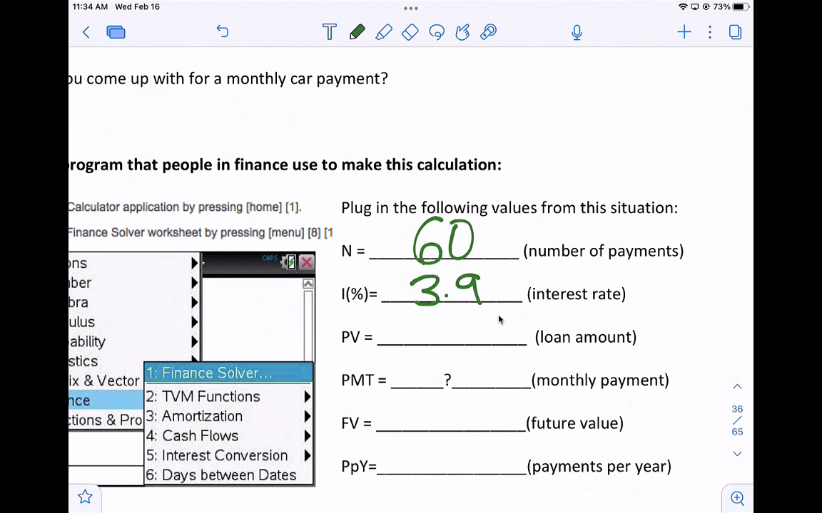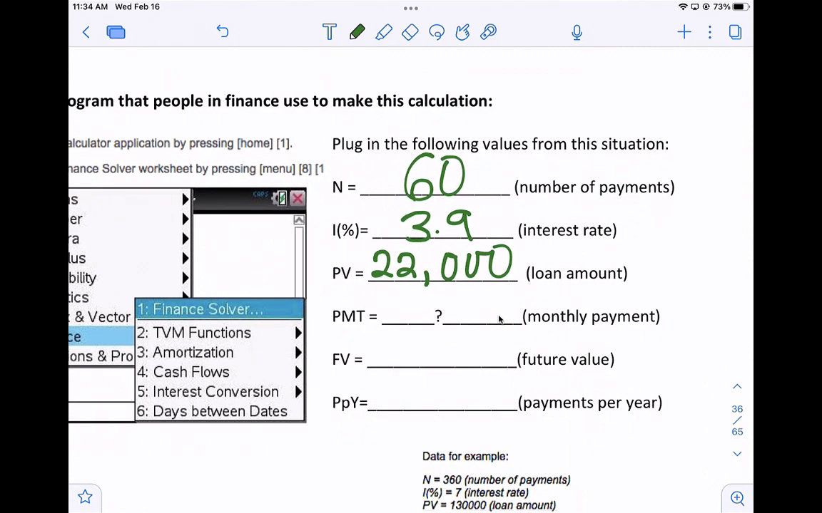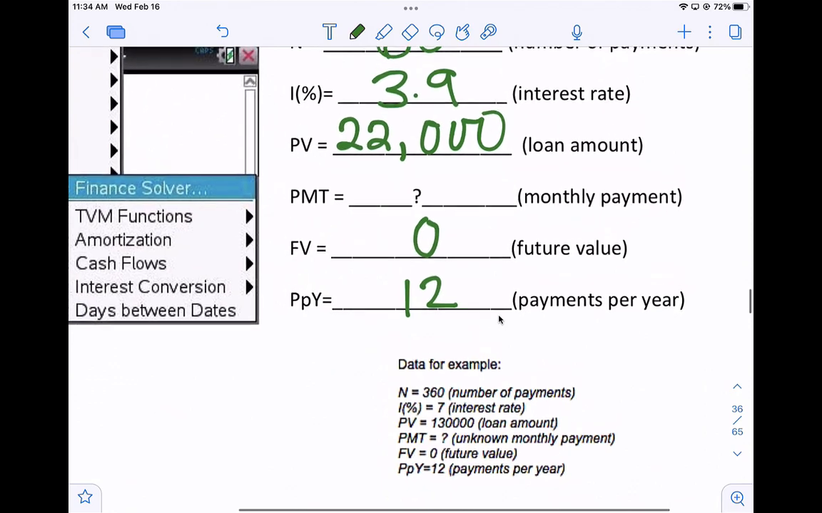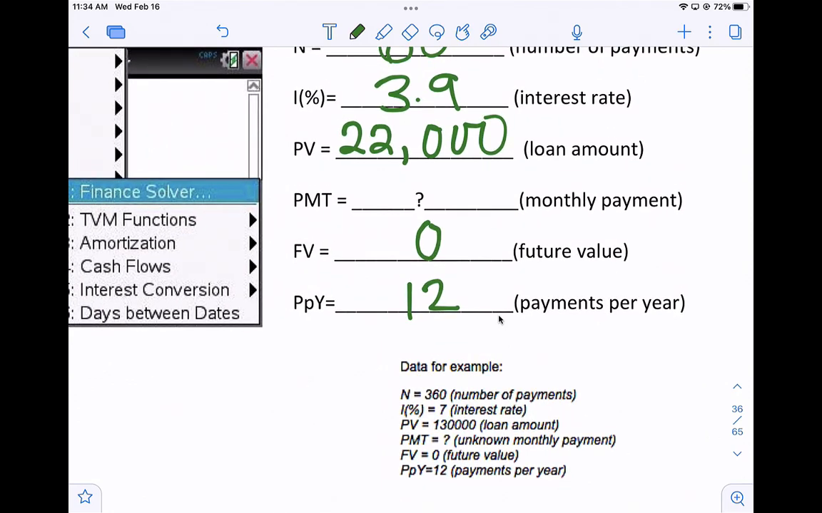The loan amount, that car was $22,000. We don't need the payment. We're going to try to figure that out, so we're going to leave it blank. The future value we want to owe is $0. We want to pay it off, and payments per year is 12. Okay, so all of that is right here. It explains what everything means.